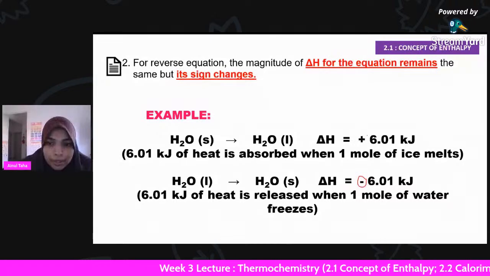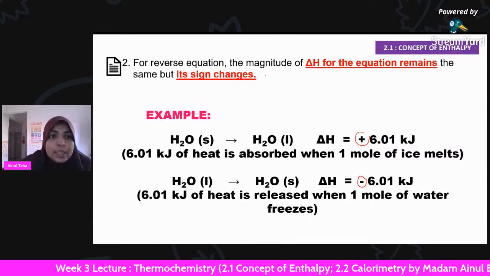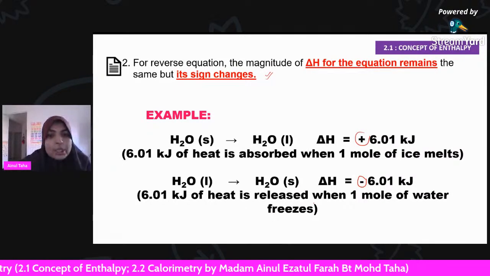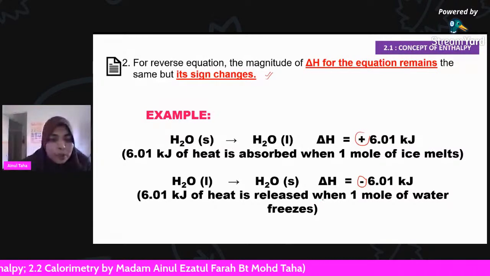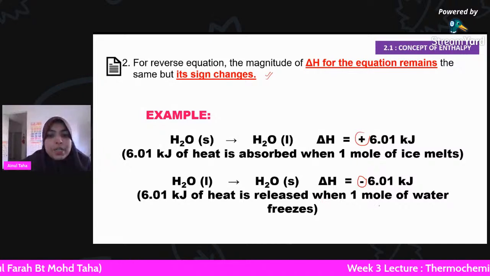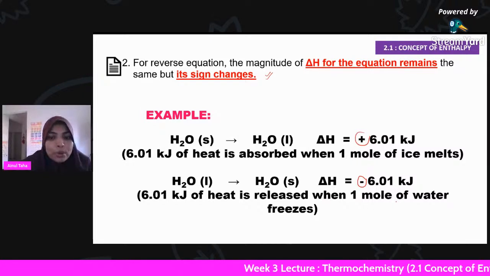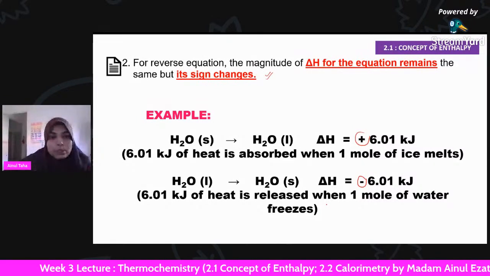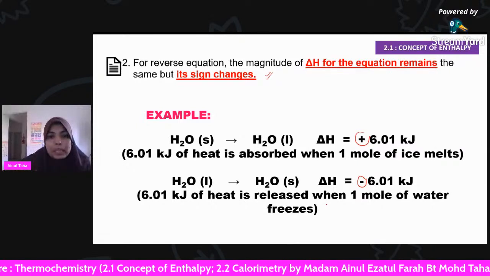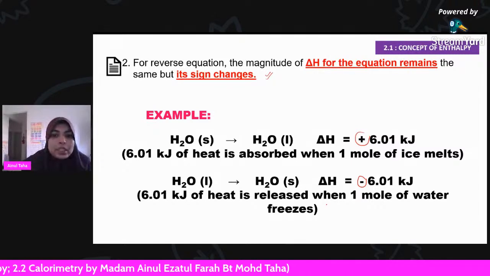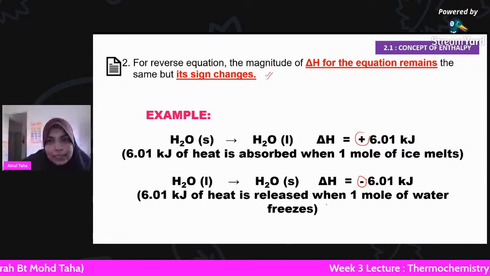So what is meant by the second criterion of the thermochemical equation? Therefore, here we can conclude 6.01 kilojoule of heat is released when 1 mole of water is frozen. Okay, so this is what you need to know: if the thermochemical equation is reversed, automatically the sign will be changed, but the value still remains the same.